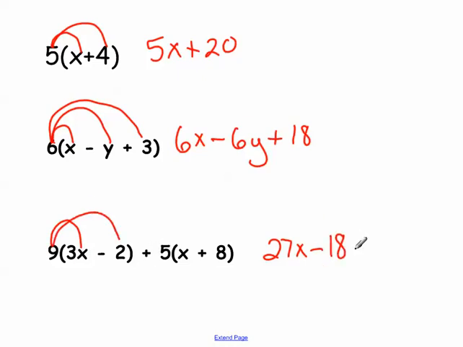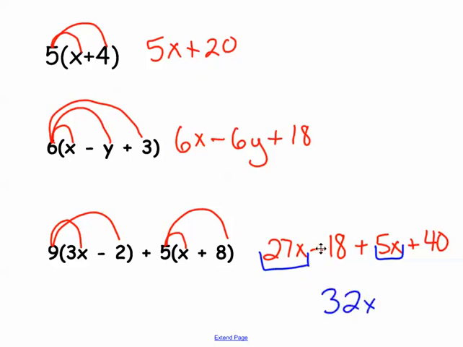Keep my sign, plus. Then I have to distribute this. 5 times x is 5x. Keep my sign, plus 40. Oh, do I have anything I can combine here? Yes, I have a 5x and a 27x. So that gives me 32 x's. And then I have a minus 18 and a plus 40. So 40 minus 18 is going to give me 22.